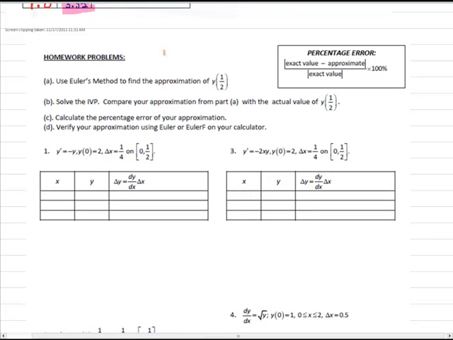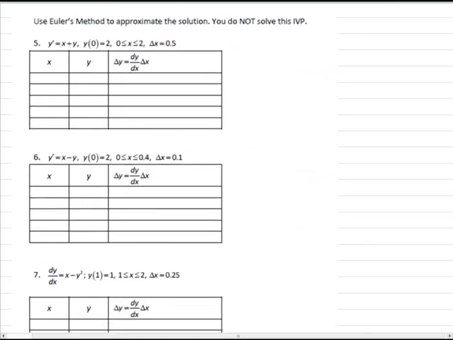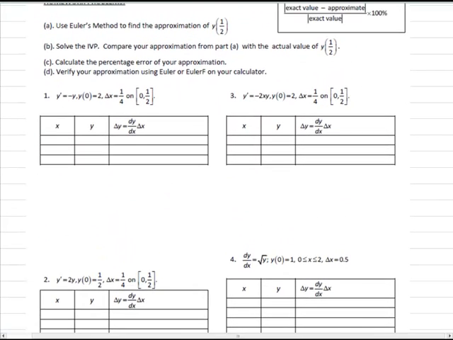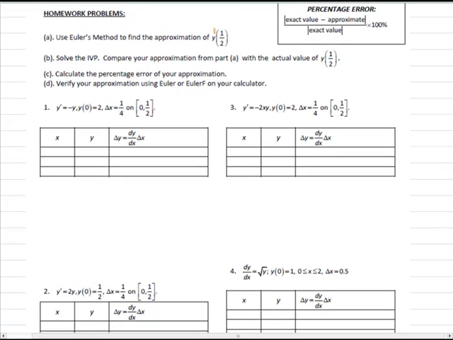Okay, so this stuff right here is going to be part of your homework. You're going to have to do numbers 1 through 7, so everything is on this worksheet. And I'm going to help you guys get started here. We are going to use Euler's method to find the approximation of y when x equals 1/2. So for all of these, you're going to look for the same y value. It's when x equals 1/2. Pay attention to the differential equation because they do change on each of the problems.